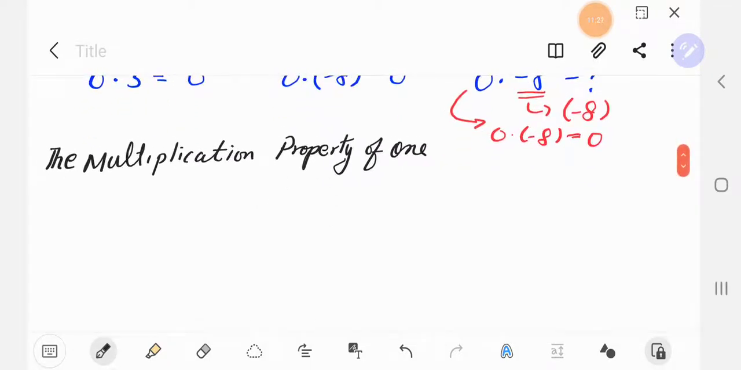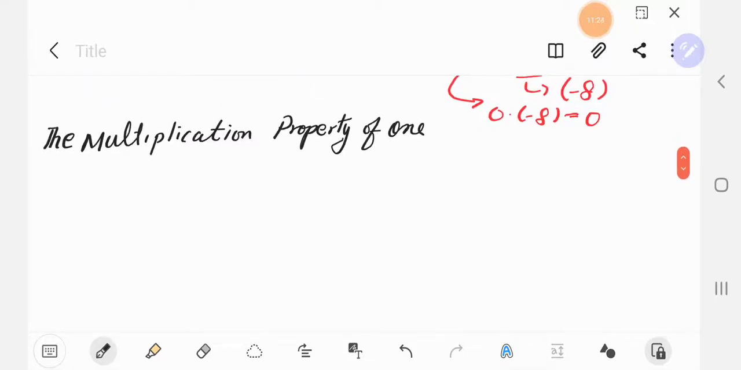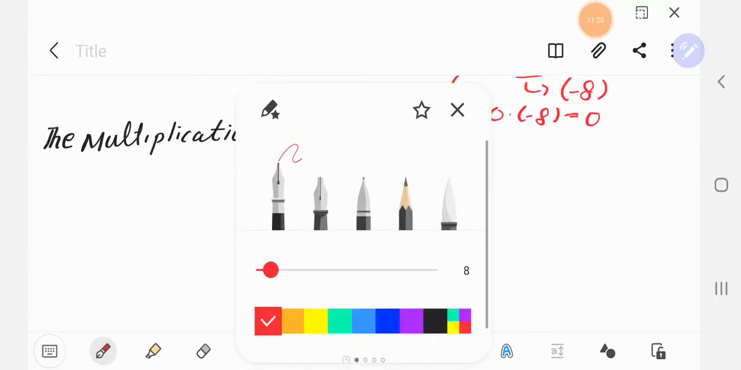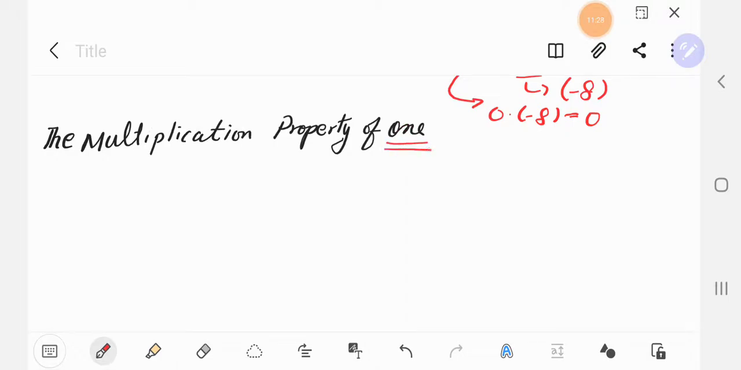Okay, the next property is the multiplication property of 1. This is a really, really important concept, because if you have a number and this number is multiplied by 1, then the result is always the same number. So whenever you write 4, actually this 4 is 4 times 1 or 1 times 4, right? So 4 times 1 is 4. How about 1 times 4? 1 times 4 is also 4.